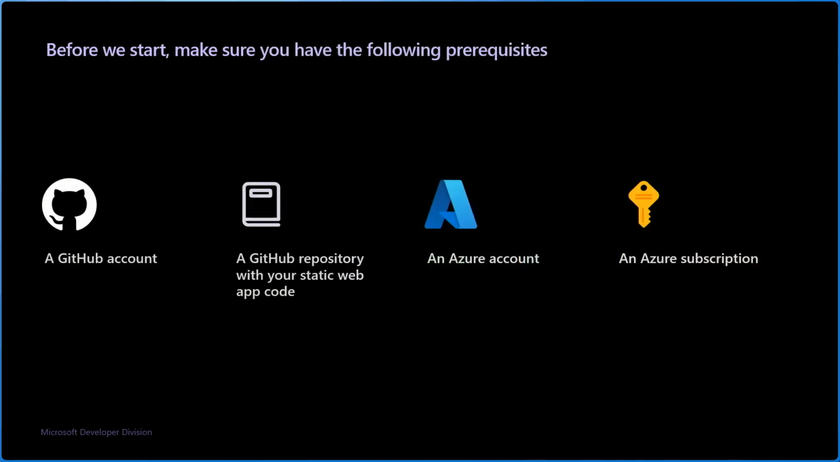So before we begin, there are some prerequisites that we will need. One, a GitHub account. Two, we need to have a GitHub repository to host our static web app, the code for our static web app. And three, an Azure account and an Azure subscription within that account.